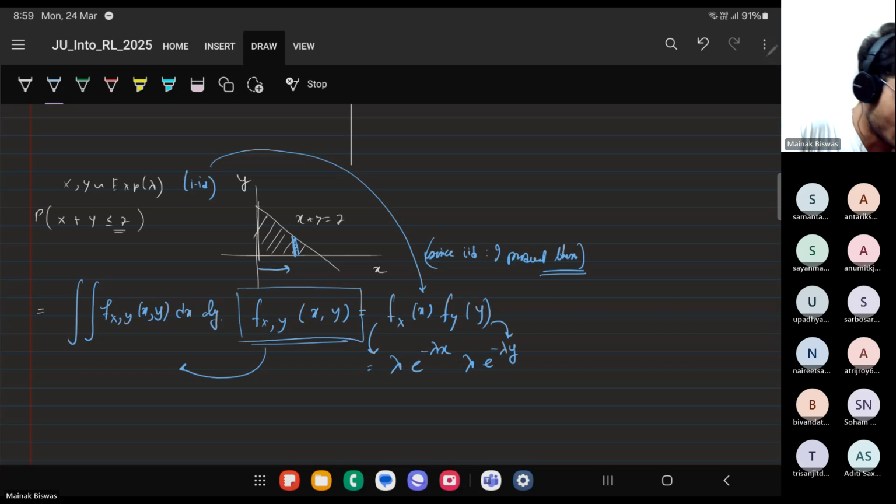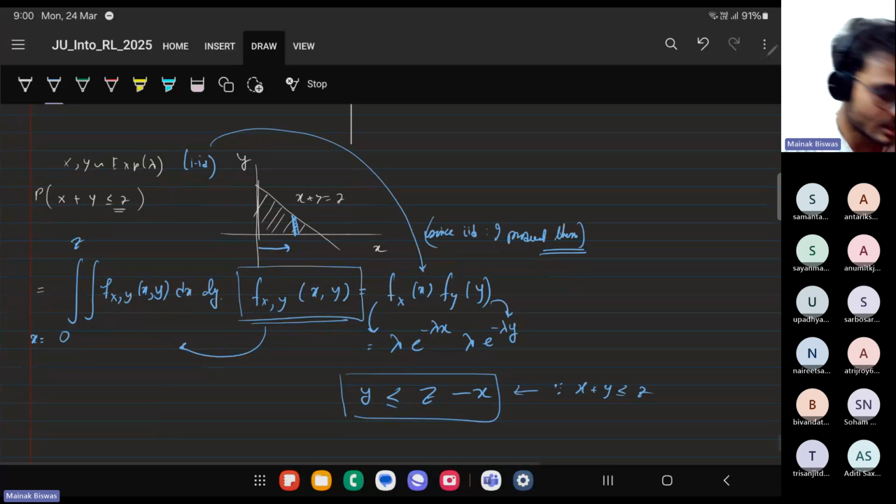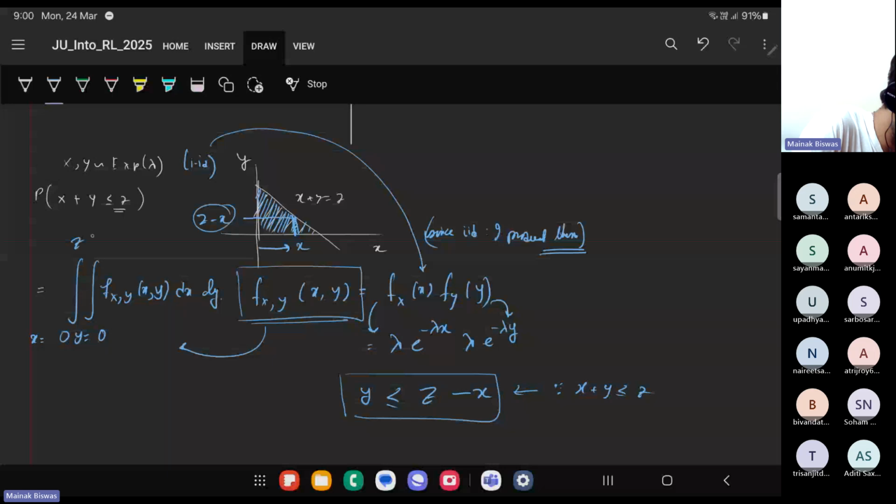dx and dy. So between what can x lie? Do you agree that y has to be less than z minus x? Yes or no? Since x plus y is less than z. So if x goes from 0 to z, what will y go between? Y will go between 0 and z minus x. I'm just trying to integrate over this area. That's all I'm trying to do.